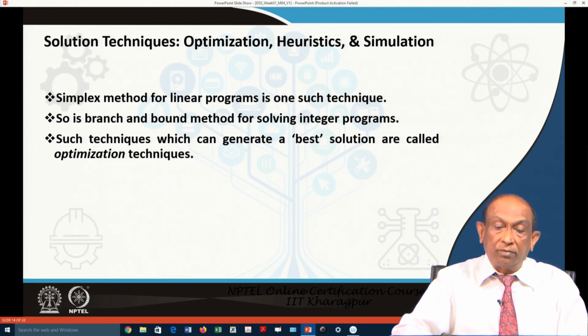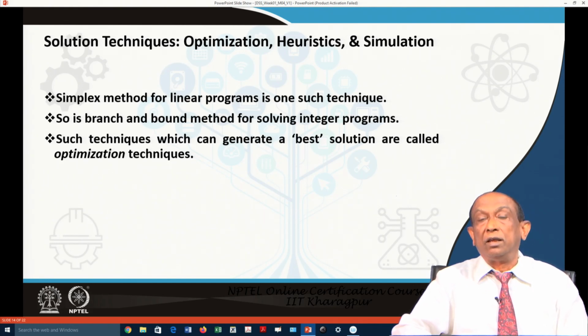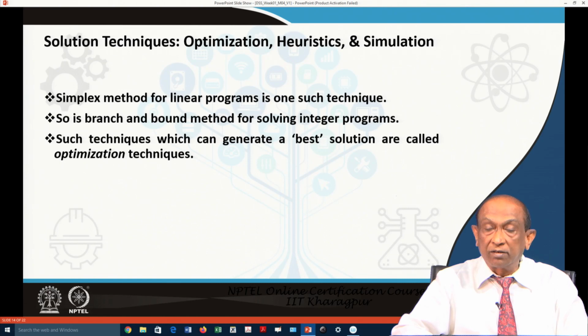Simplex method for solving linear programming type of problem is one such technique which generates optimal solutions. So is branch and bound method for solving integer programming problems, and these techniques, they generate the best solution at a given constraint, and these techniques are basically known as optimization techniques.